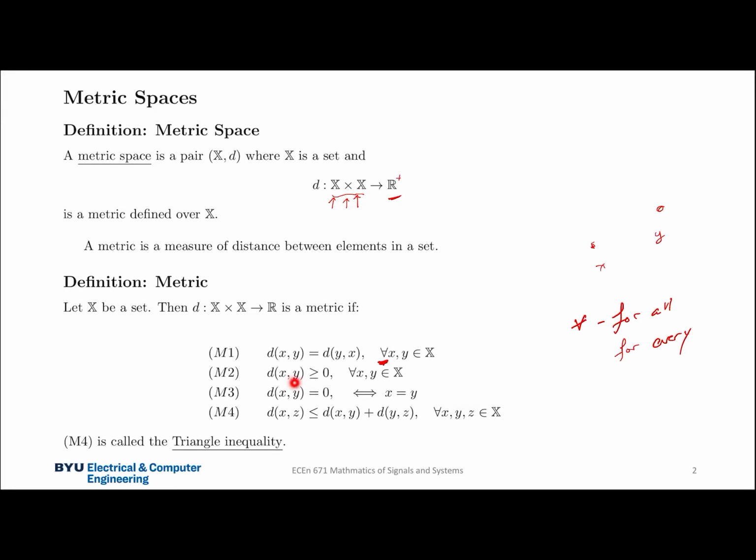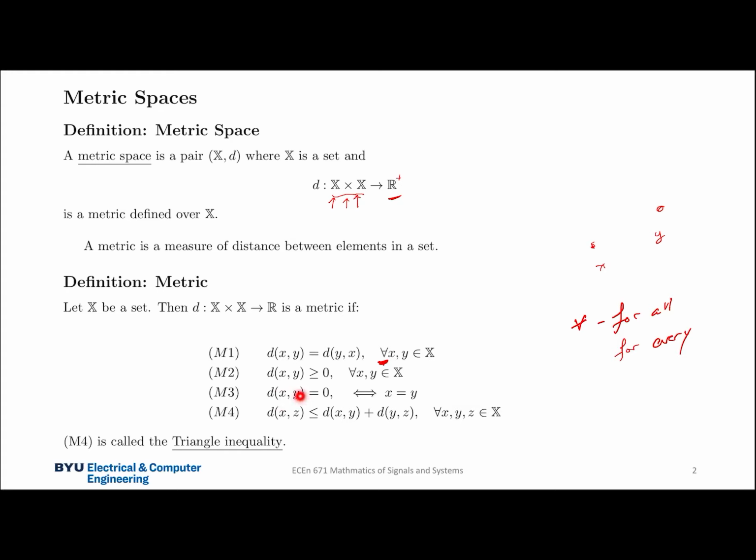The second property is that it has to be positive. The distance between x and y has to be positive for every single x and y that we pick inside of X. The third property says that the distance between x and y is 0 if and only if x is equal to y. In other words, if x is equal to y, then the distance between x and itself should obviously be 0. But it says more than that because it's an if and only if statement. It's clear that if they're the same, then the distance should be equal to 0.